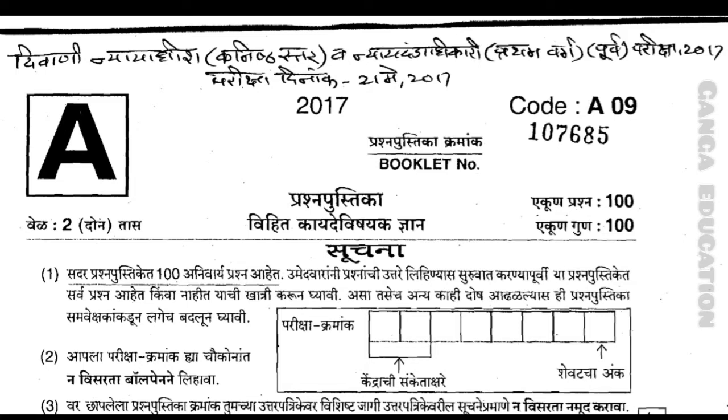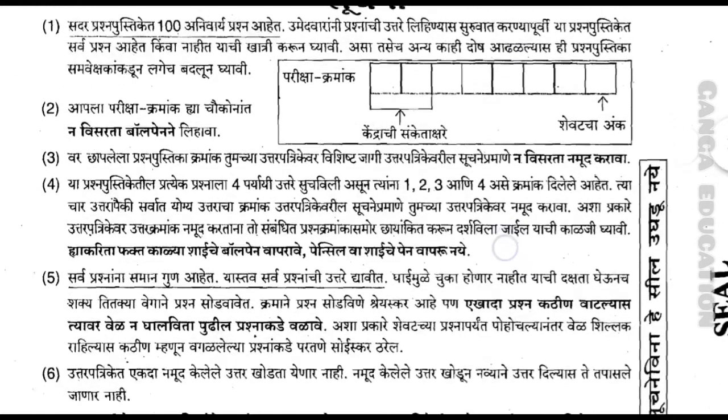This is the question paper of Civil Judge Junior Division and Judicial Magistrate of First Class Preliminary Examination held in 2017. This is set A. We have already discussed the instructions for the candidates while discussing the examination held in 2011, so we are not going to discuss these instructions here. Let's jump on to question number 1.